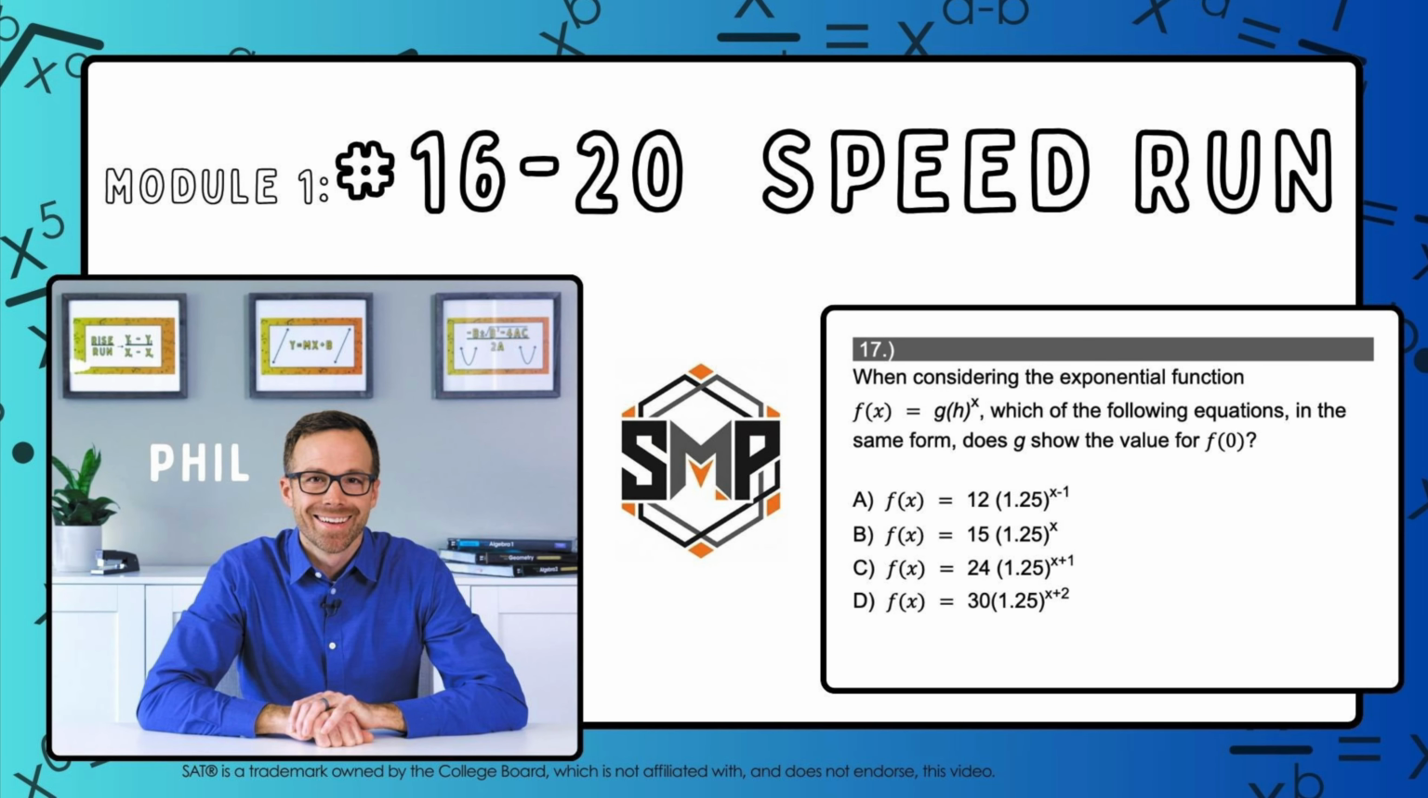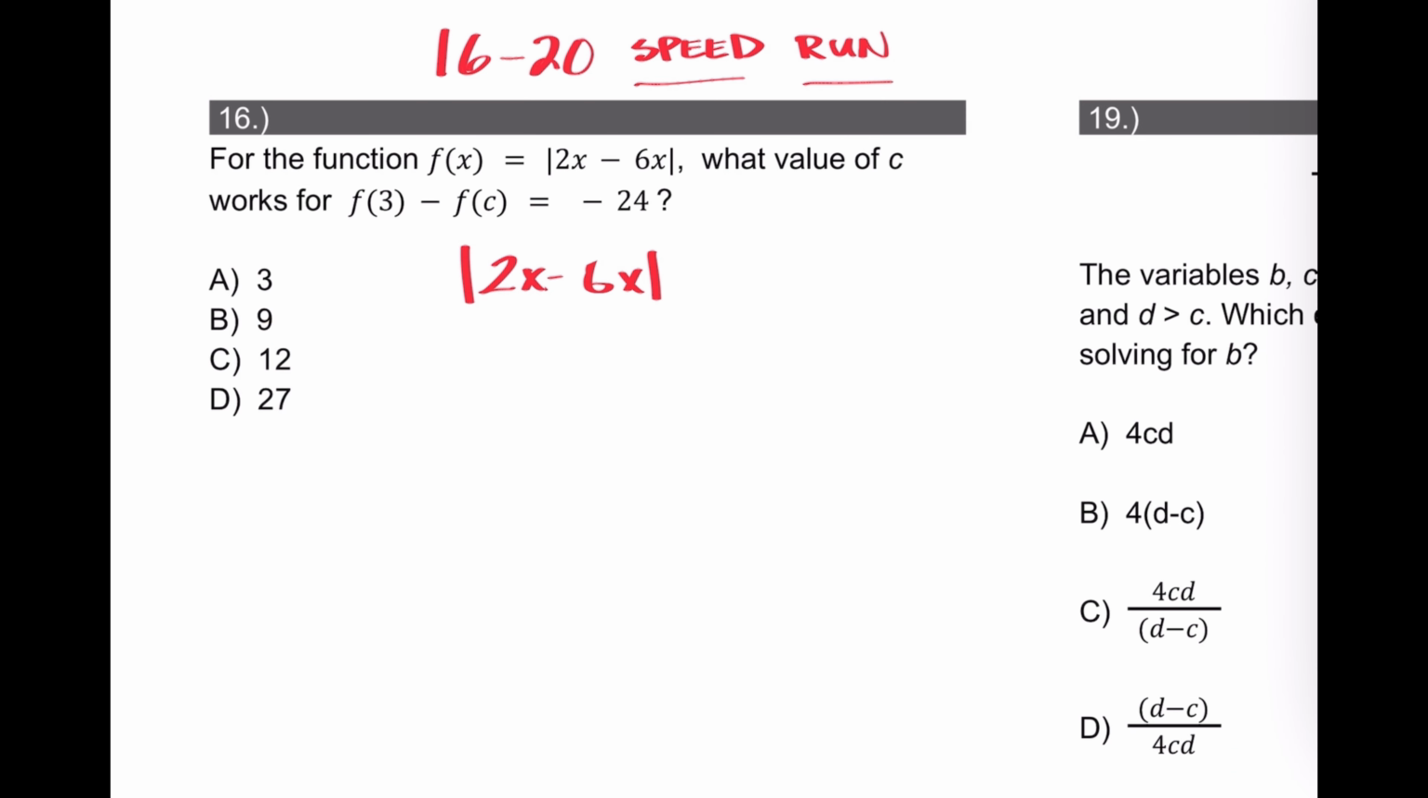Continuing on with 16 through 20, speed run. Number 16 says, for the function f of x equals absolute value of 2x minus 6x, what value of c works for f of 3 minus f of c equals negative 24? I would first start by simplifying the expression here to just the absolute value of negative 4x.